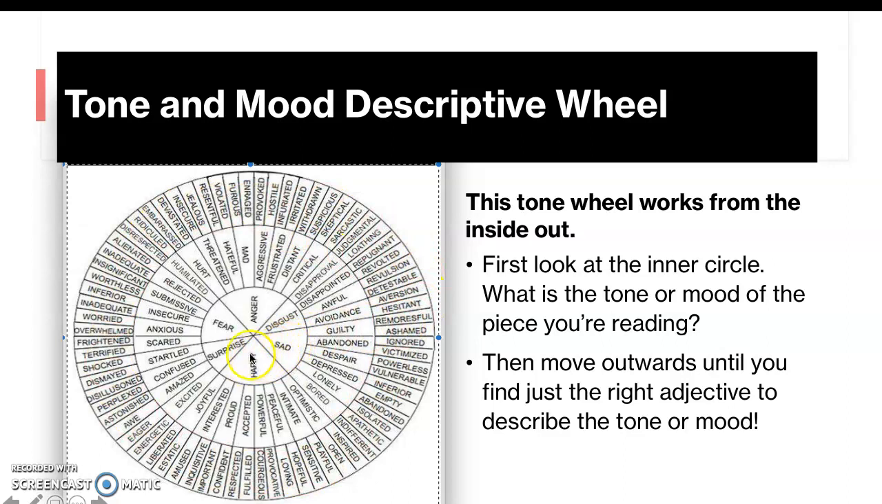So we start on the inside. Okay, I think overall this is a happy tone, or we're supposed to have a happy mood. Then we say, well, what kind of happy is it? And we can choose from these. And then we say, well, what kind of joyful is it? And we can choose from these. These are good adjectives that can help you to describe tone and mood with just the right word instead of being general and saying mad.